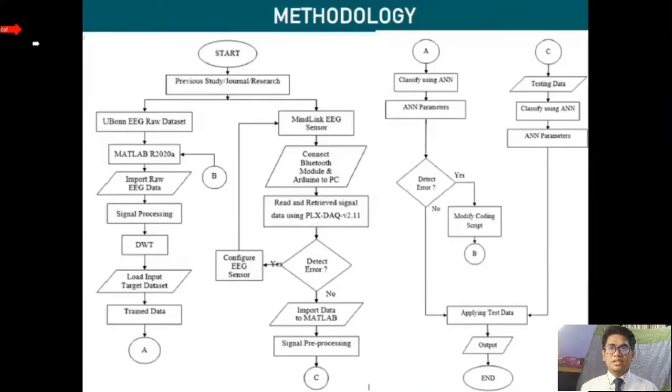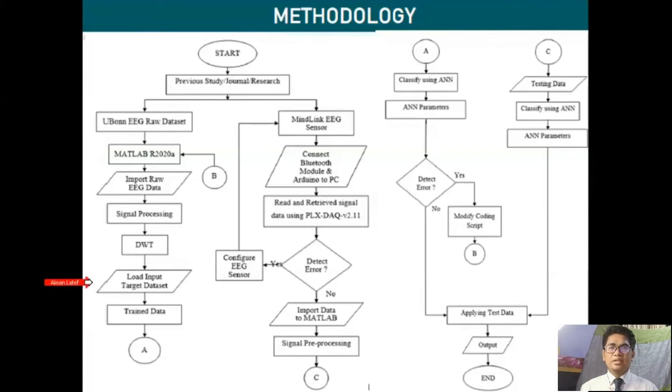Okay, methodology. From the start you can see here there are 2 branches. From the left branch, first the raw data obtained from the University of Bonn is processed in MATLAB. Next, the data is imported and filtered by using a bandpass filter. Then the signal is processed by using the DWT method in MATLAB. After completing the processed data, the input and target are loaded for training, validation and testing by using the feed-forward neural network.